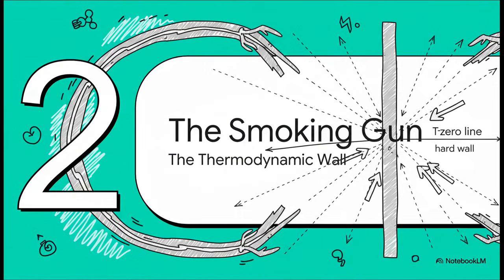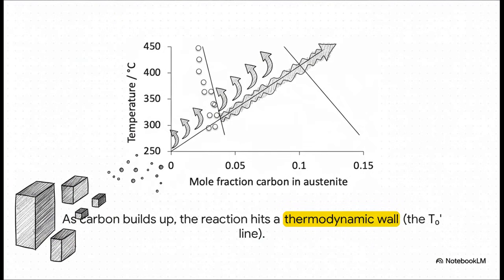Okay, so if this theory is correct, then that T0 line should act like a hard wall, stopping the reaction cold. All we need now is the proof, the smoking gun. So check this out. This chart shows the prediction perfectly. The theory says that as bainite forms and spits out carbon, the carbon concentration in the metal around it, the austenite, goes up. You see it moving to the right on the chart until it hits that solid line. That's the T0 prime line, our thermodynamic wall. Right at that point, the reaction should just stop.